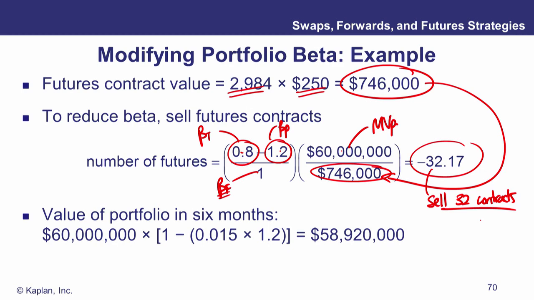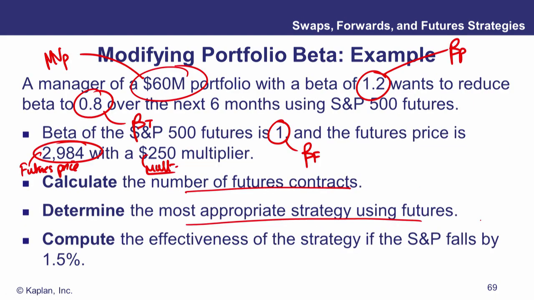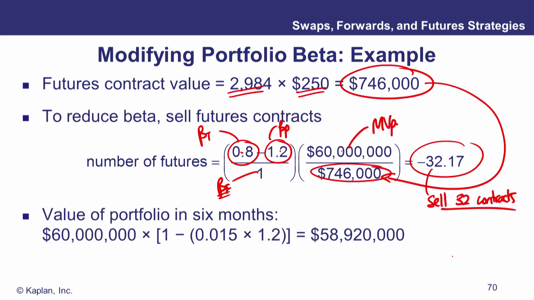Now, if the index falls by 1.5%, if the market falls by 1.5%, that's our scenario here, isn't it? If we go back, compute the effectiveness of the strategy if the S&P falls by 1.5%. Well, don't forget you've still got your portfolio. Whilst you might have changed the exposure of it, you've still got it. You've still got 60 million in shares, and if they've got a beta of 1.2, they will fall by 1.2 lots of the 1.5 market movement.